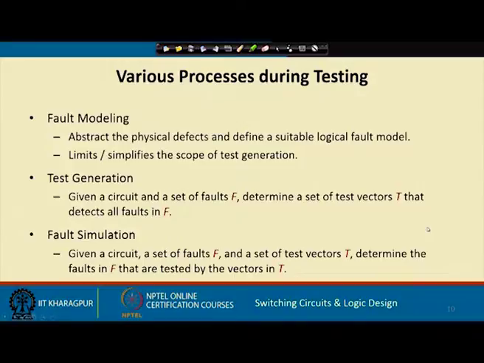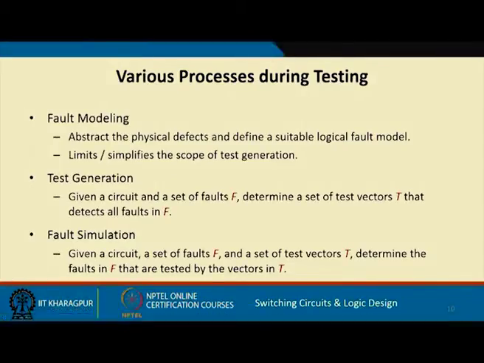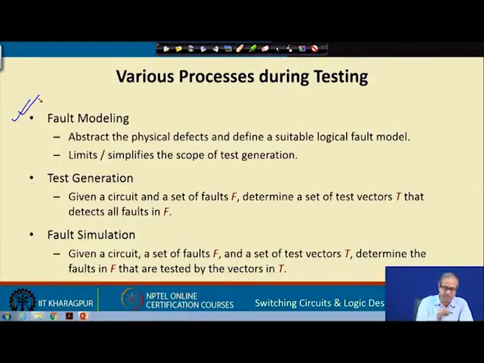Now, let us briefly talk about the various processes or steps that we carry out during the testing of a circuit. Some of these we shall be discussing, well, one or two of these we shall not be discussing as part of this lecture series. The first point I have already mentioned, this is most important, that is modeling of the faults. Fault modeling, here we abstract the physical defects as we mentioned earlier and we define a suitable logical fault model. And so, we shall see examples of this later.